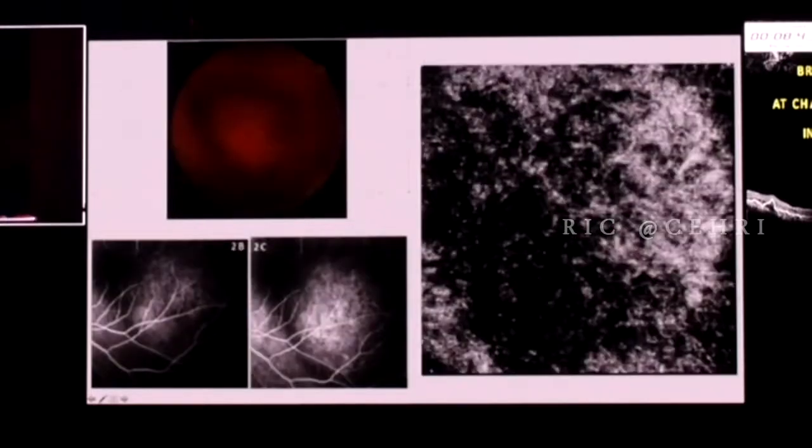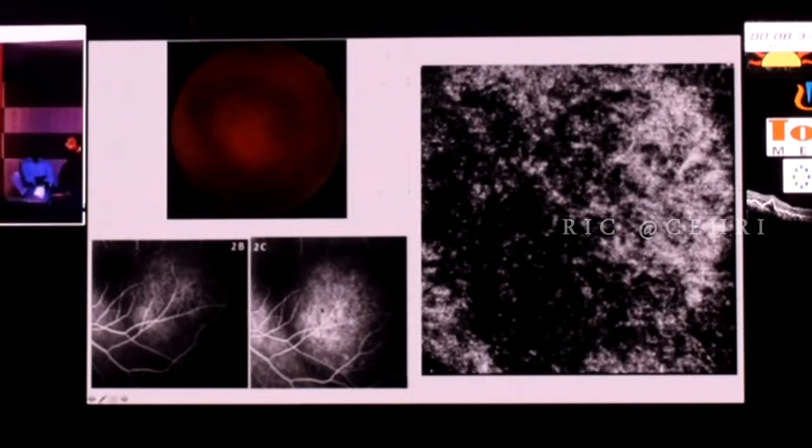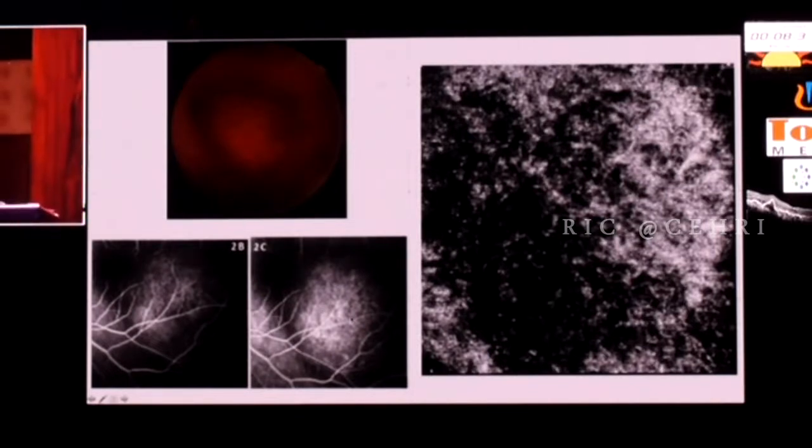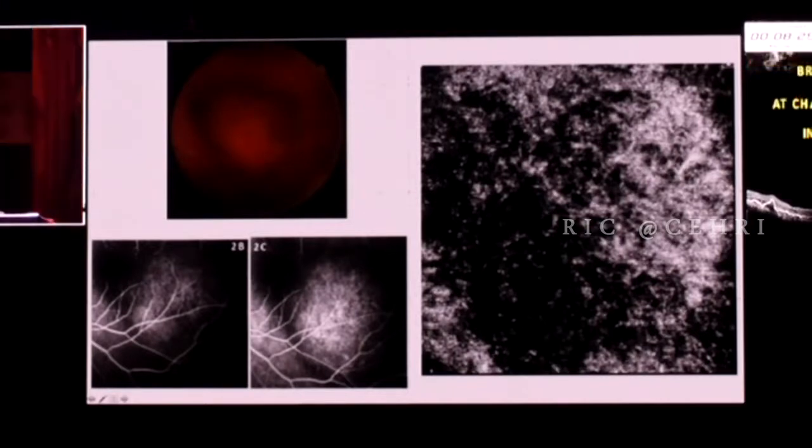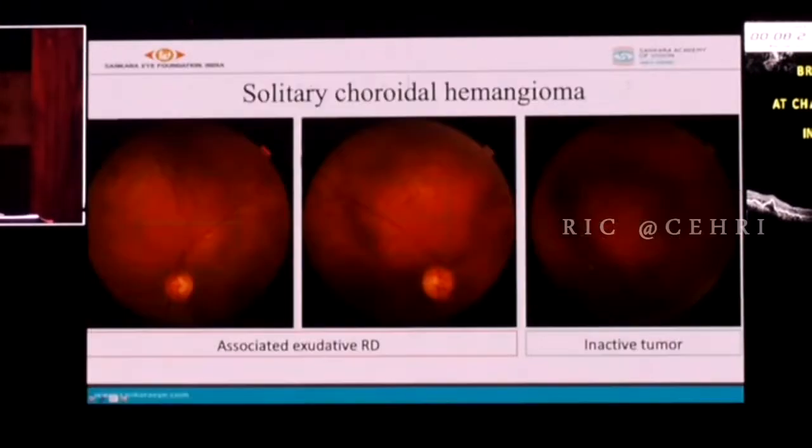This is another tumor just temporal to the fovea, a solitary choroidal hemangioma. As you can see on the fluorescein angiogram, it does not leak much. These are images from our publication. So it does not leak much. And if you were to see the OCTA of the corresponding tumor, the signal void areas, the black areas, are much more than the white areas. What is the relevance? We'll soon see.